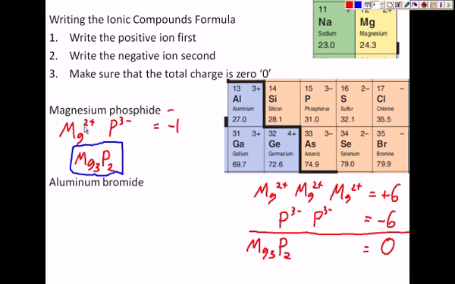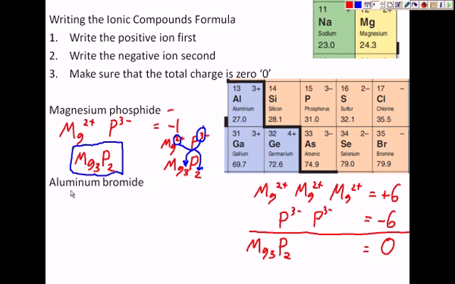Now, there's a slightly easier or quicker way to do this. What we could have done is just write Mg 2 plus and P 3 minus, and we just take this number and cross and write it right here, and take this number and cross and write it right here, which would be 3 and 2. Both ways are acceptable.